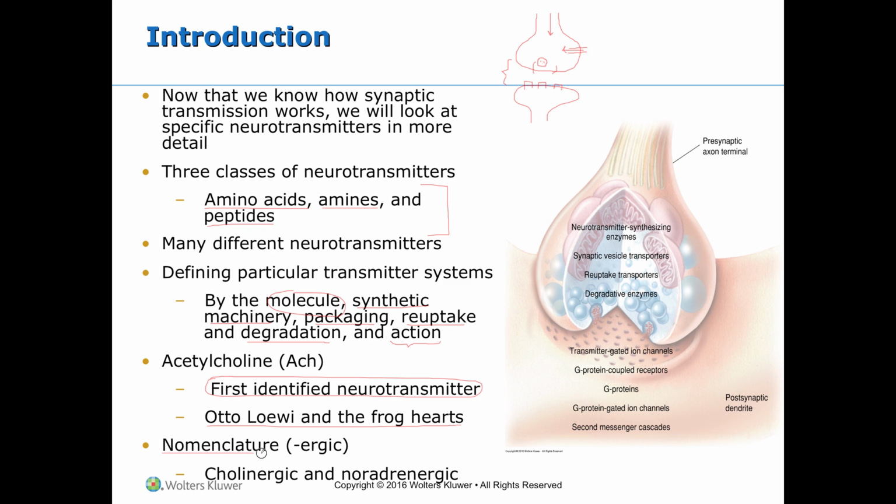So one way that we name these neurotransmitter systems, or these neurotransmitter containing neurons, is we take their basic name and add an -ergic to it. So if it contains acetylcholine, it's a cholinergic neuron. If it contains dopamine, it's a dopaminergic neuron. If it contains norepinephrine, it's a noradrenergic neuron, etc.